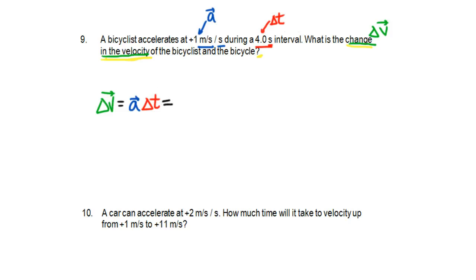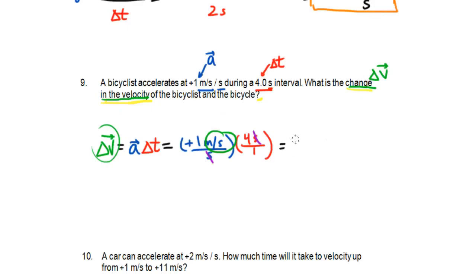So this equals plus 1 meter per second per second times 4 seconds over 1. I'm going to do that. And so what I see happens here is that these seconds cancel. Seconds over seconds will cancel. And I always like to write things in fraction form so that I can see how my units cancel. And so my final answer is simply plus 4 meters per second.